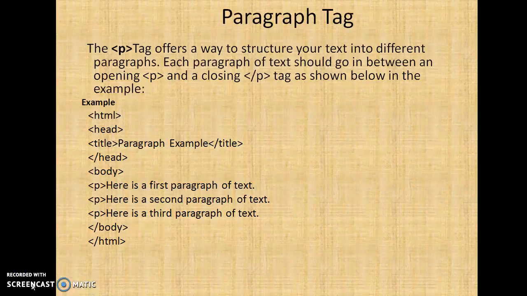Browser automatically adds some space before and after each paragraph element. It usually represents, in visual media, blocks of text that are separated from adjacent blocks by vertical blank spaces. So we go for an example of how the paragraph tag executes.